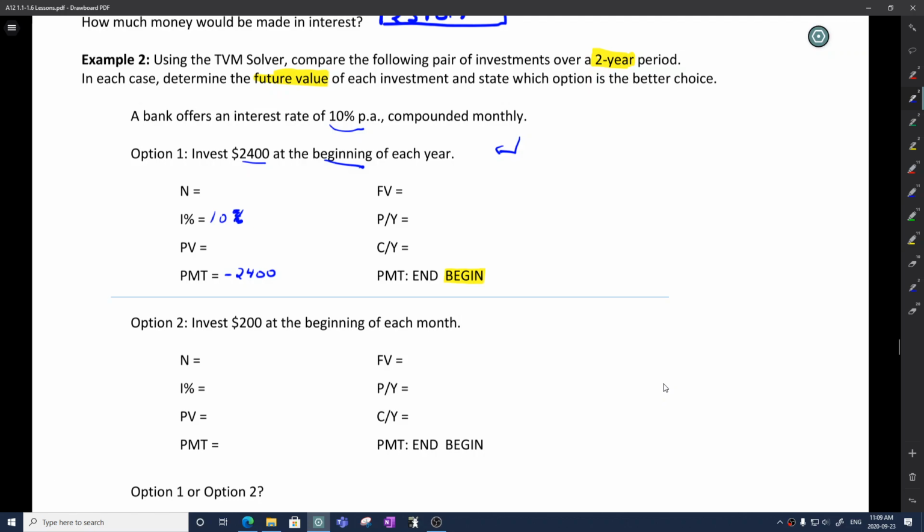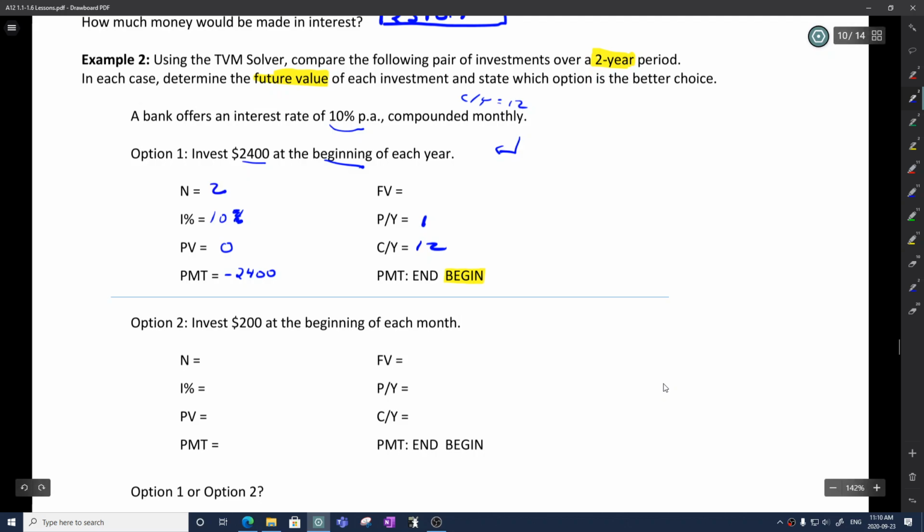Let's read this again. A bank offers an interest rate of 10% per annum, compounded monthly. This implies that CY is equal to 12. There's 12 compounding periods in a year. So I'm going to invest $2,400 at the beginning of each year. How many payments per year? 1. What is my future value? Well, that's what I'm trying to figure out. My present value is going to be 0. The number of payments I'm going to make is going to be 2.